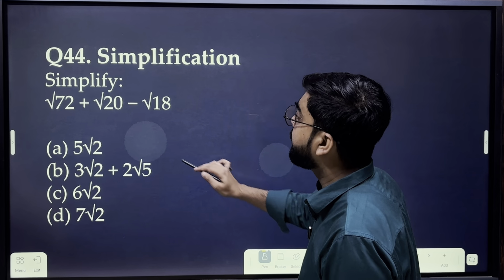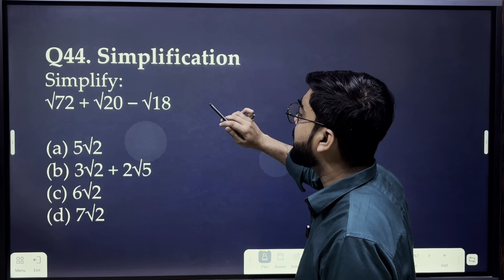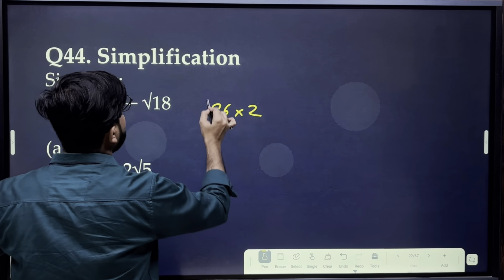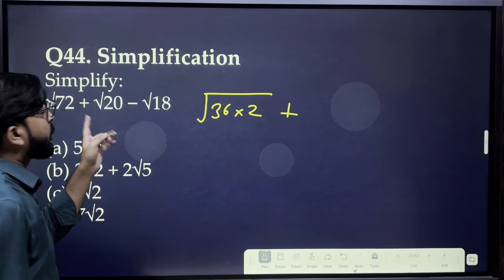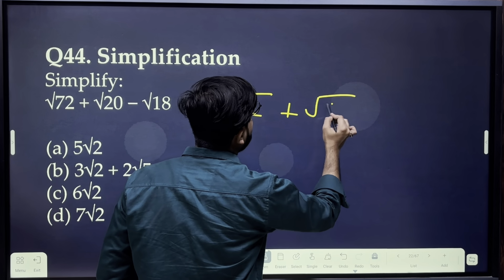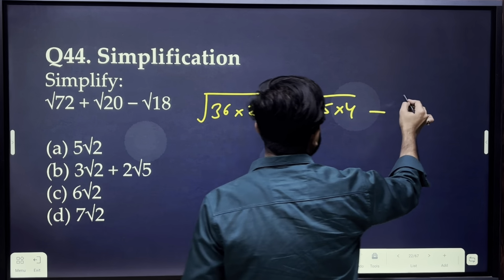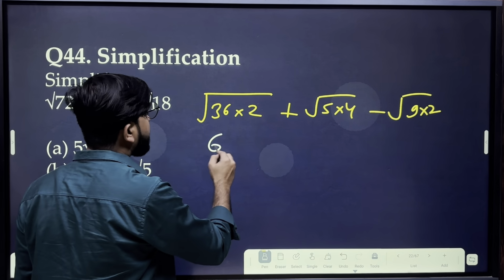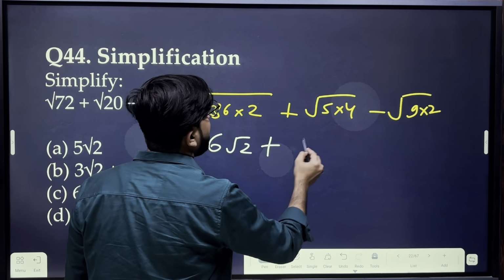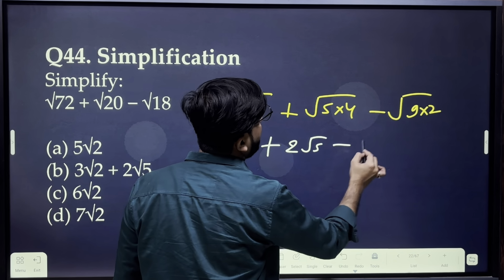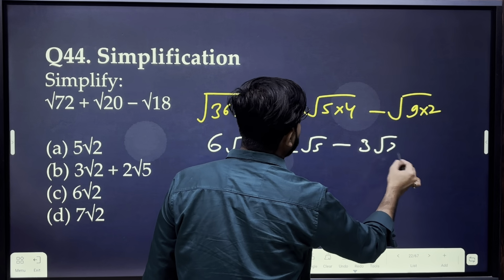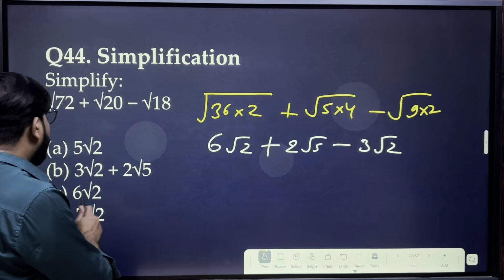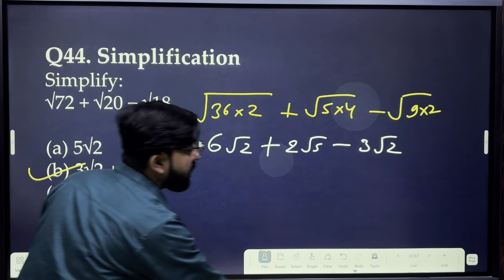Question is that 72, that is 36 into 2, plus 20, it means 5 into 4, minus 18, that is 9 into 2. Simple. Then solve this. 36, then 6 comes out, root 2 is inside. 2 root 5 minus 3 root 2. What you can do is 6 minus 3, that is 3 root 2 plus 2 root 5. Option number B. Very easy. Next.